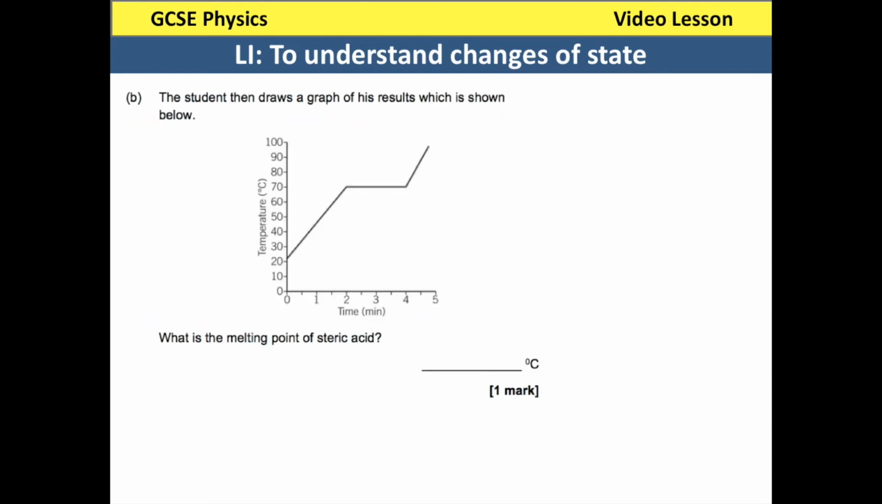Part B. The student then draws a graph of his results, which is shown below. What is the melting point of stearic acid? Well, the melting point is going to be the point where the temperature remains constant, because during a change of state, the temperature doesn't change. So we can see here, looking closely at the graph, that the temperature is remaining constant, and that is happening at 70 degrees. So the melting point of stearic acid is 70 degrees C.